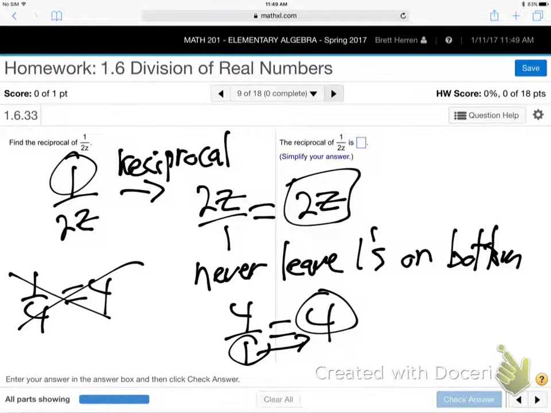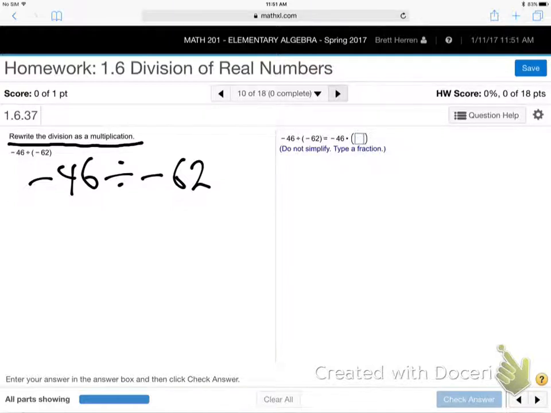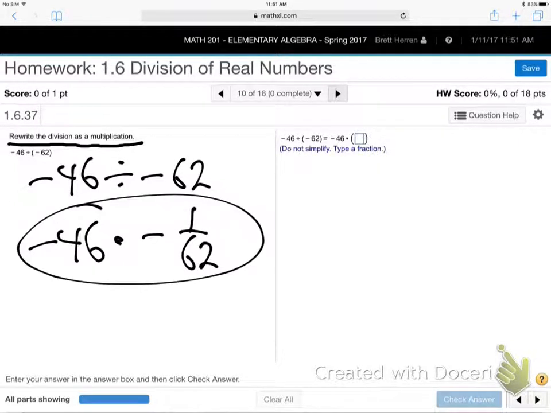You might not have thought about it before, but did you know that multiplying is upside down dividing, or dividing is upside down multiplying, whatever way you want to think about that. So negative 46 divided by negative 62. Notice they're saying a weird thing. Rewrite the division as a multiply. What do they mean? How do you rewrite division as a multiply? Well, you just flip the one on the right.